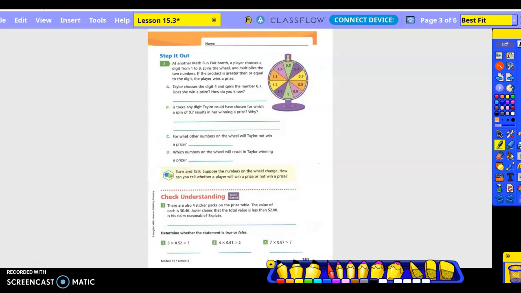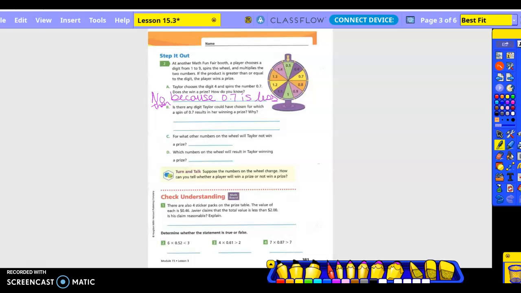So yes or no? So no, because why? 7/10 is less than 4, okay? Because what does it have to be equal to or greater than? 1, because she has to get higher than a 4, right?